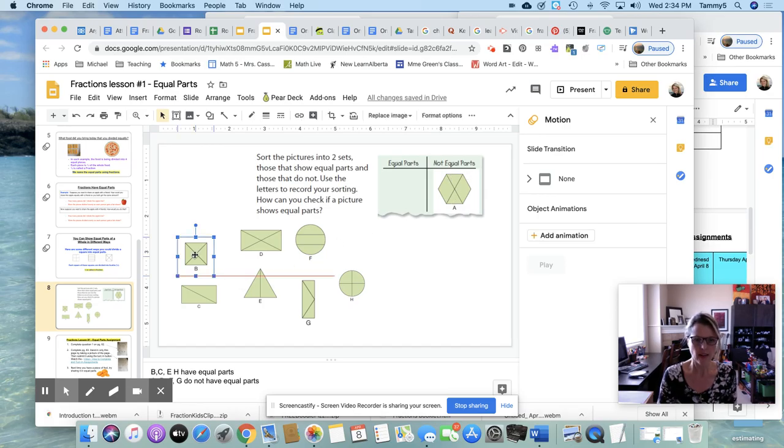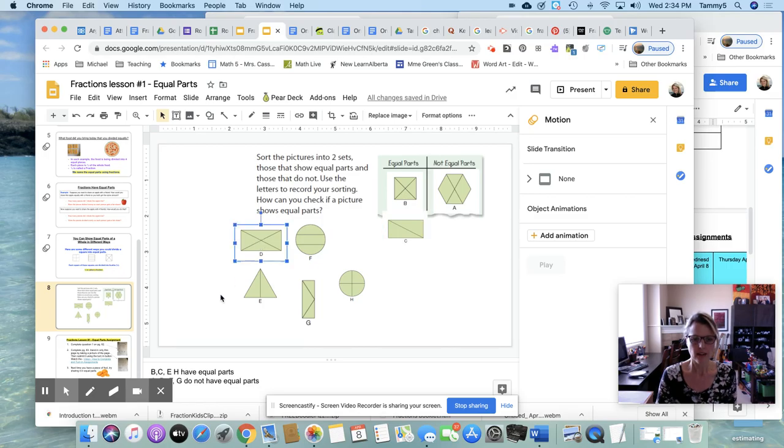Let's take a look at B. B we actually just went over. Does this show equal parts? Yes, it does. Okay, we see 4 equal triangles. Let's look at C. Does C show equal parts? Yes, it does. We see 2 equally sized triangles.